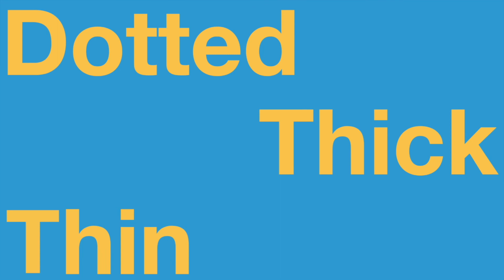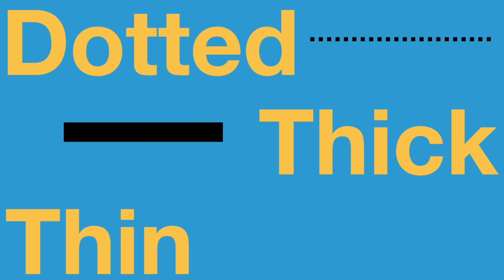Lines can be dotted, thick or thin. If you use little dots or dashes to make a line, it's a dotted line. If you make a line nice and fat, it's a thick line. And if you make a line super duper skinny, it's a thin line.